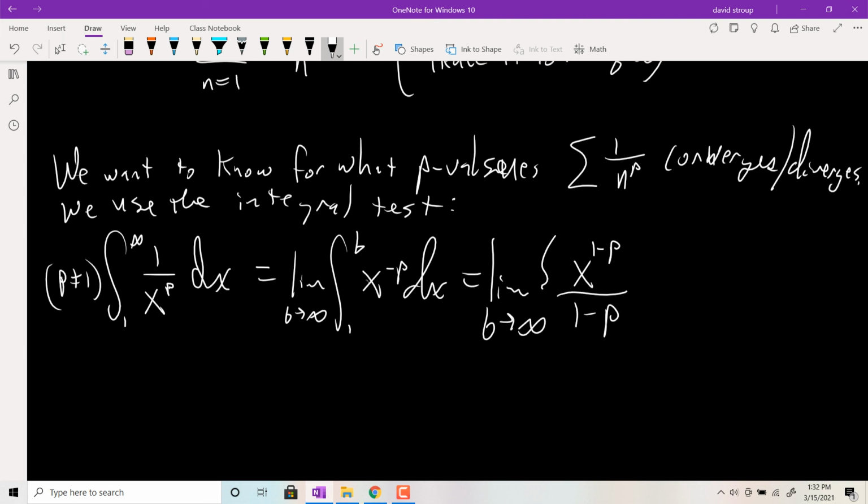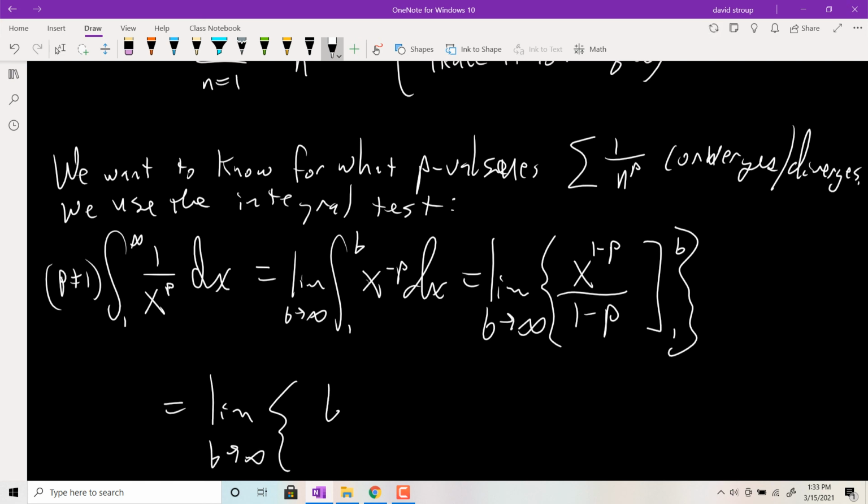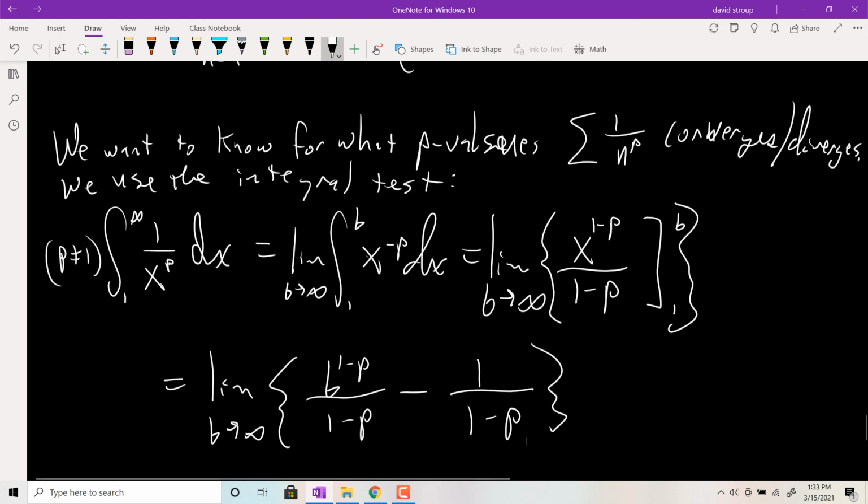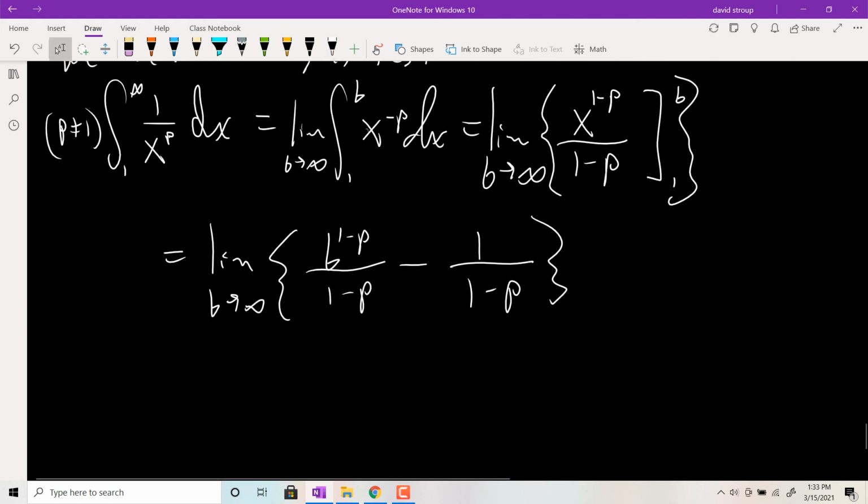And then we need to evaluate this thing from 1 to b. So that'll equal the limit as b goes to infinity of b to the 1 minus p all over 1 minus p, minus 1 to the 1 minus p. 1 to any power is just 1, so I'll just have 1 all over 1 minus p. And then the limit of this thing is completely dependent on that first term, and in particular the p-value that's involved in that first term.